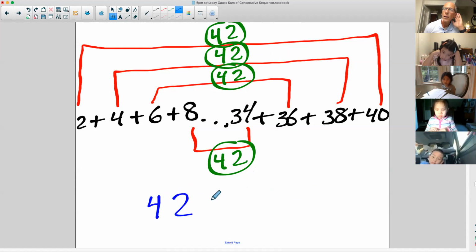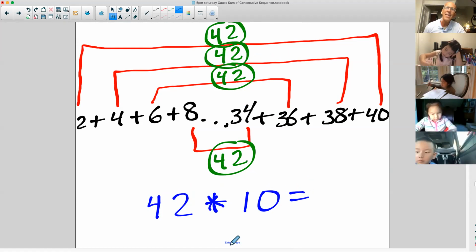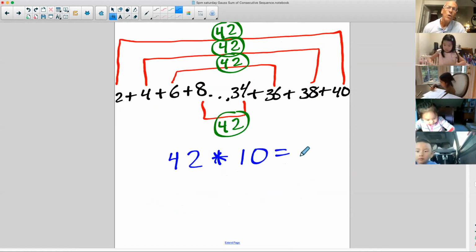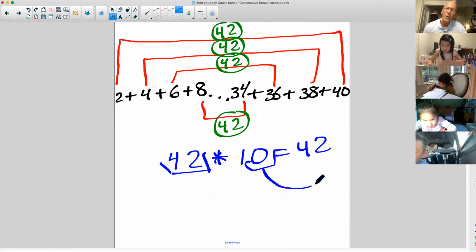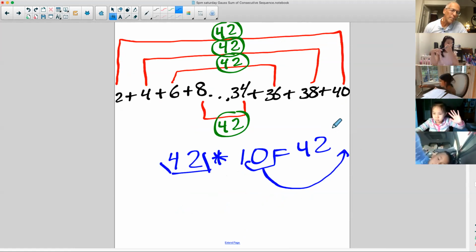Oh my gosh. Everybody write down 42 times 10. And anybody who is paying attention knows that all we need to do is write down 42 and put a what after it, because we're multiplying by 10. Who remembered the rule for multiplying by 10? Who thinks they have it? Does anybody know? 42 times 10.